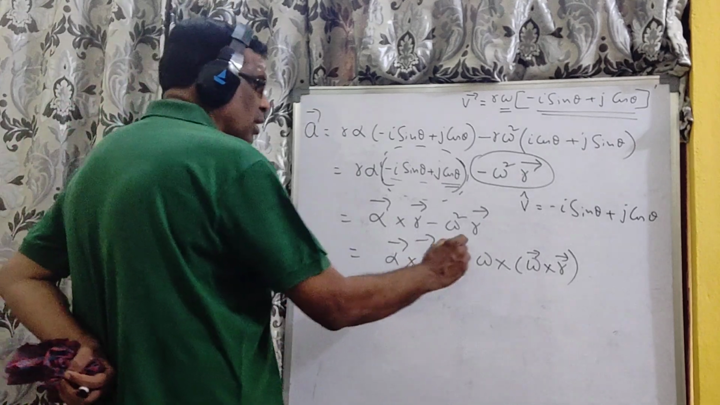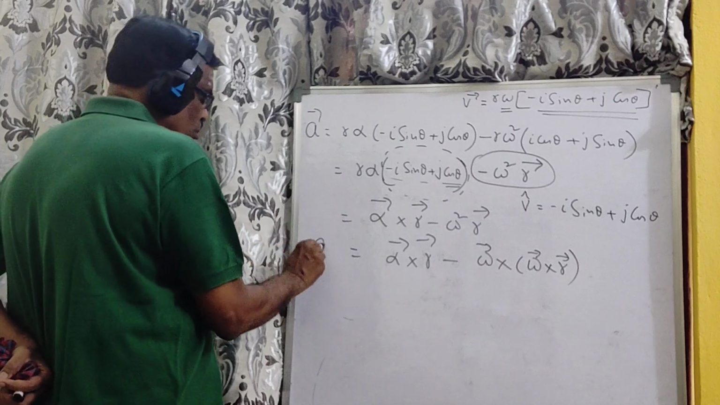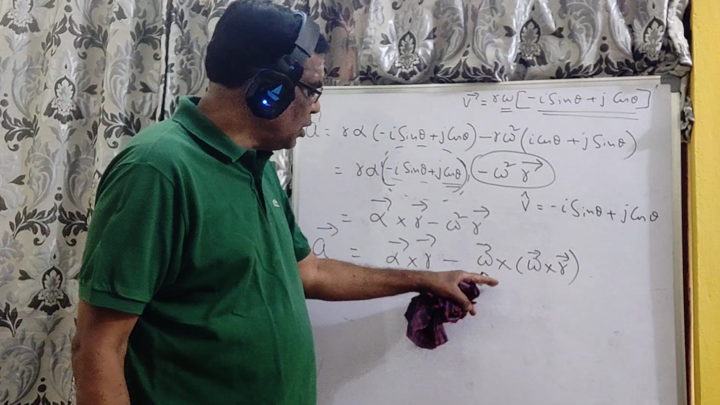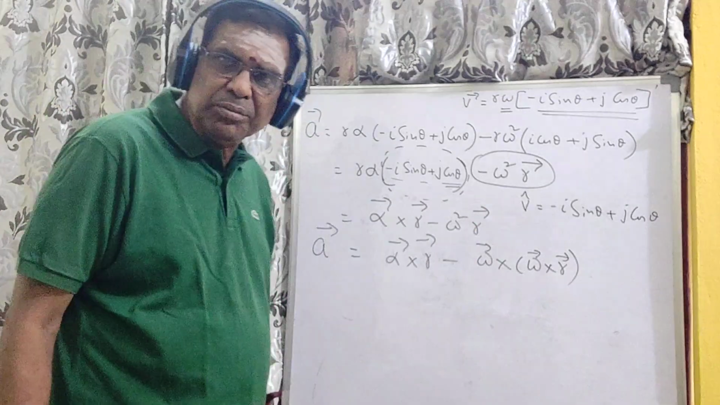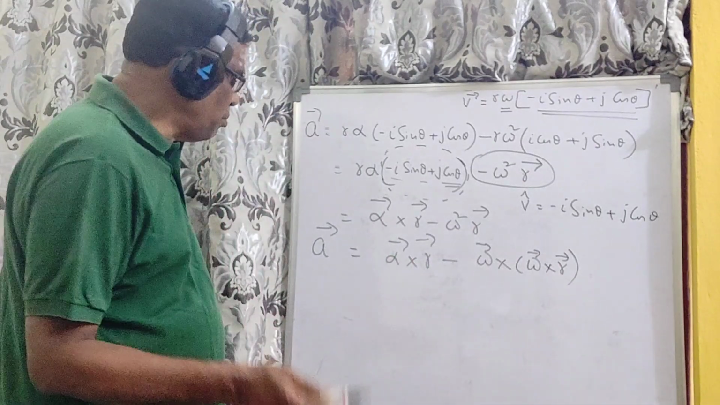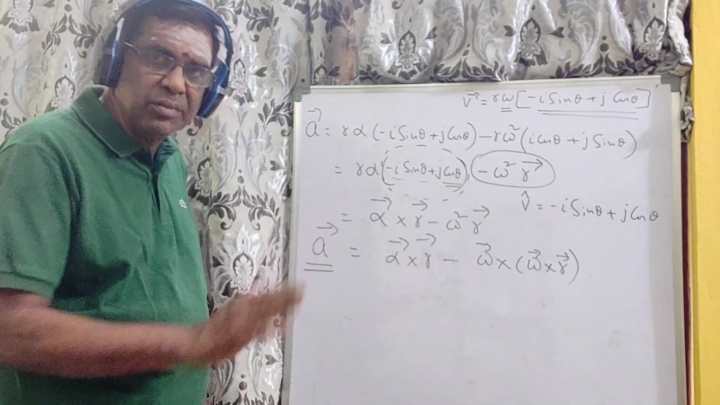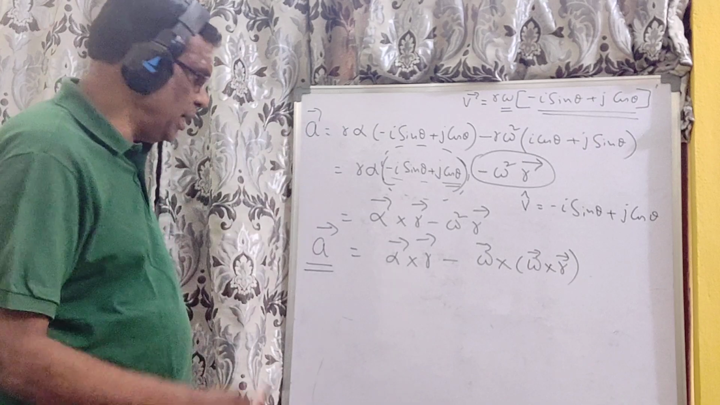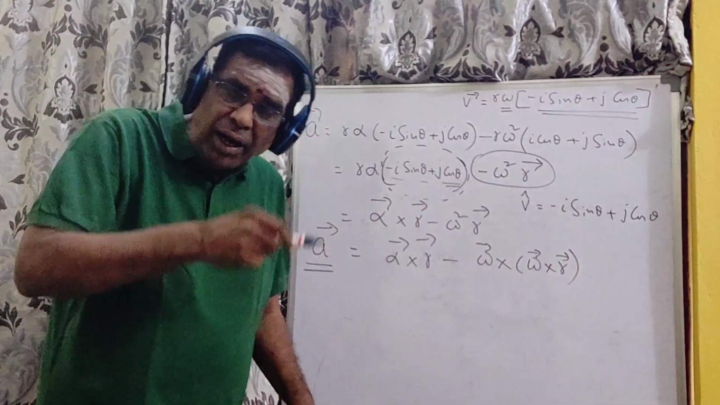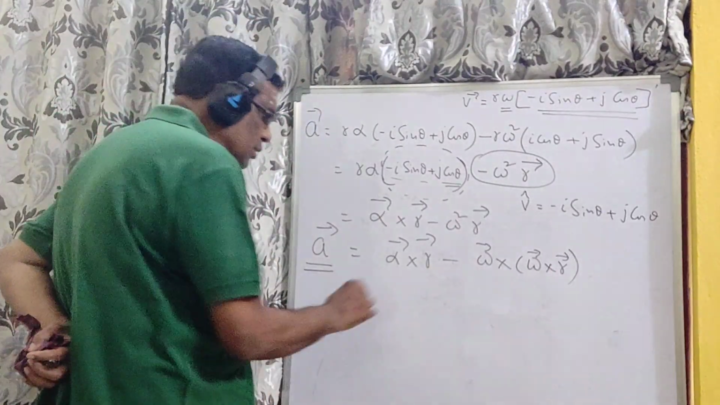Omega cross R. Remember, this is a very, very important result. What is the direction of the second term? And what is the direction of the first term? Remember, this is a linear acceleration in the plane. Acceleration in the plane. So, the acceleration of a particle in circular motion consists of two parts.